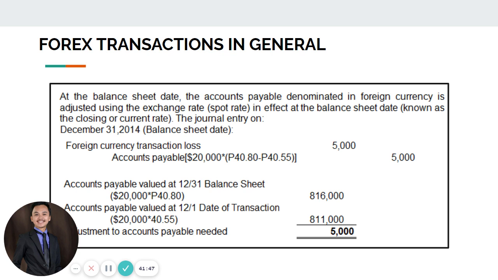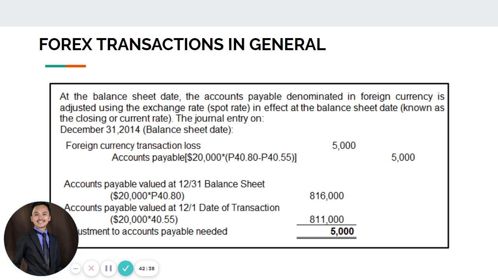Okay? Next is on the balance sheet date. So what happened? As mentioned earlier, your spot rate increases from 40.55 to 40.80. So if you will now convert your liability on December 31 this time, your liability will now be 816,000. But from the transaction date, you only recognized it for 811,000. Alright? So from 811, it became 816. So that means there is an increase in our accounts payable. Since there is an increase in our accounts payable, then that means we have to recognize forex loss. So debit forex loss for 5,000 and adjust your accounts payable. So we need to increase our accounts payable since there is an increase in our spot rate on that date.